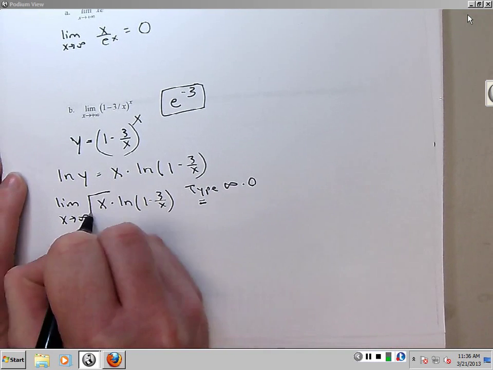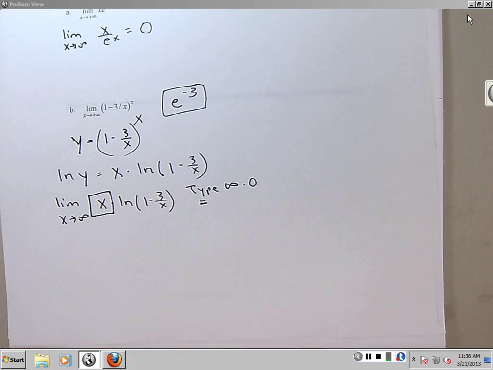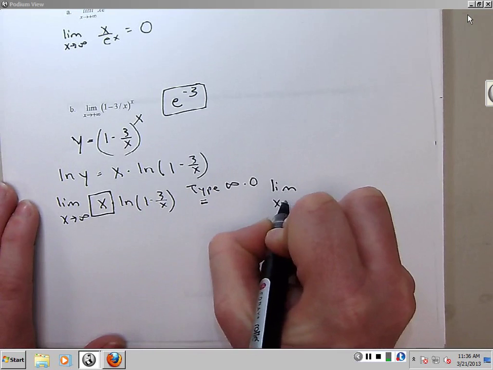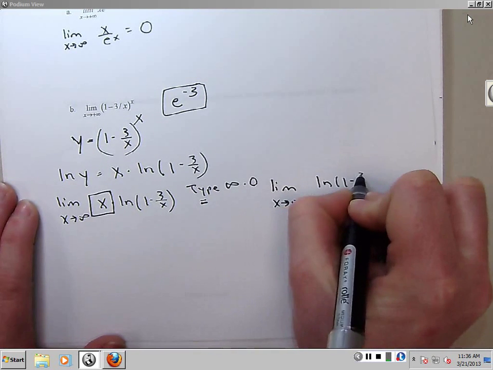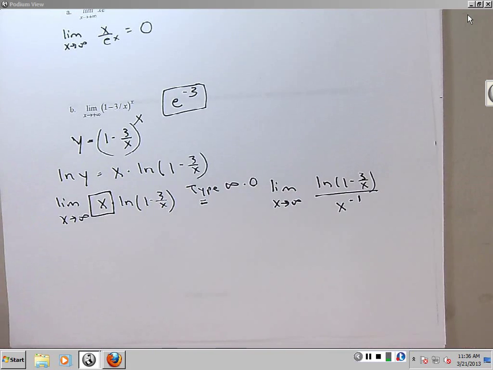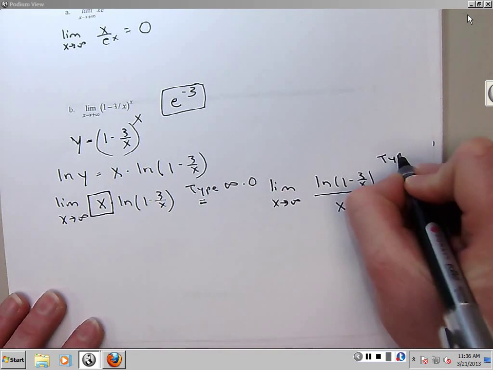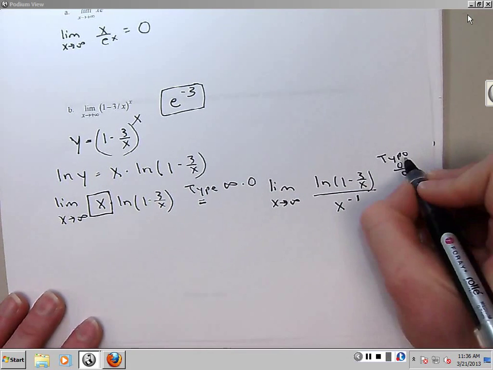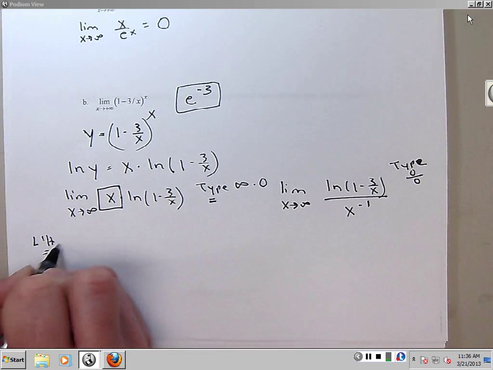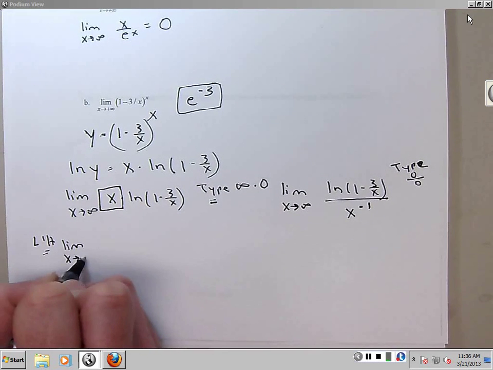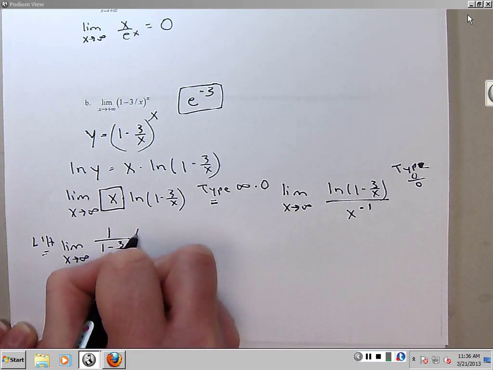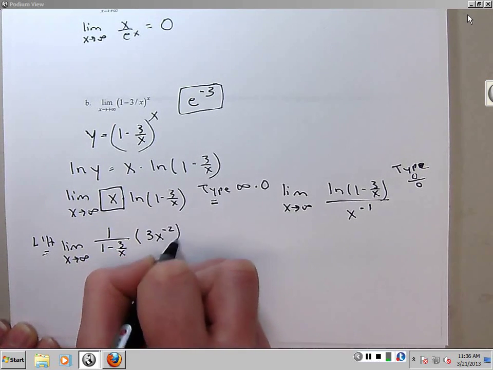One way to do that is to pull this down in the denominator and make the exponent negative. So I have the limit as x goes to infinity of ln of 1 minus 3 over x, all over x to the minus 1. Now I'm true type 0 over 0. So I can apply L'Hopital's rule, and I get the limit as x goes to infinity. On top, I get 1 over 1 minus 3 over x times 3x to the minus 2, because that's the derivative of the inside.